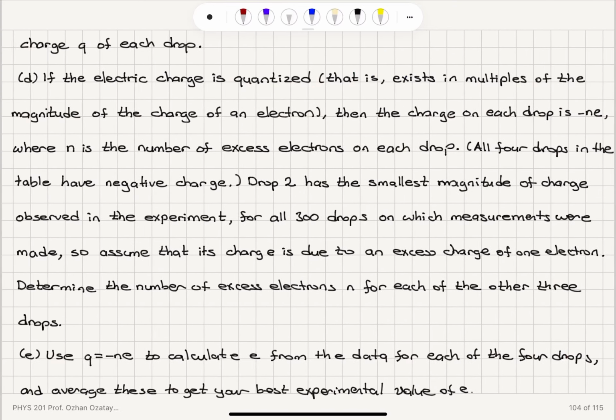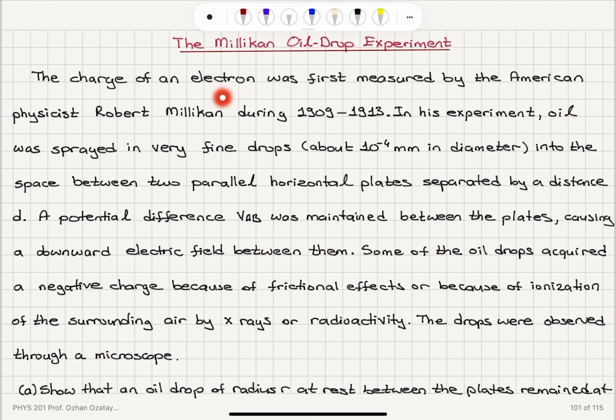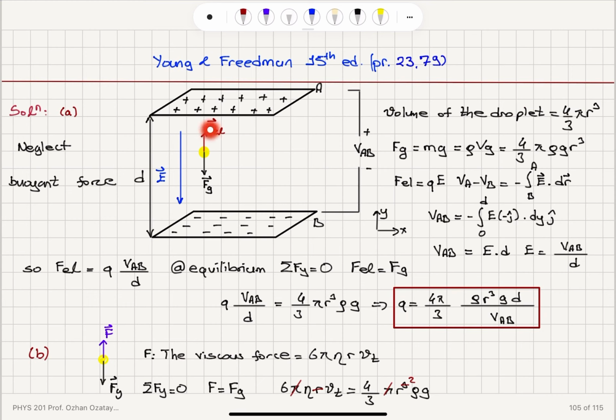Okay, so we're talking about Millikan's oil drop experiment. In this experiment, we're trying to determine the charge of an electron. The oil is sprayed in very fine drops into the space between two parallel plates kept at a potential difference VAB, plate separation D, with a downward electric field. Some of the oil drops acquire a negative charge because of frictional effects. So this negative charge results in an electric force that is pointing upward towards plate A, and it also feels a gravitational force Fg pointing down.